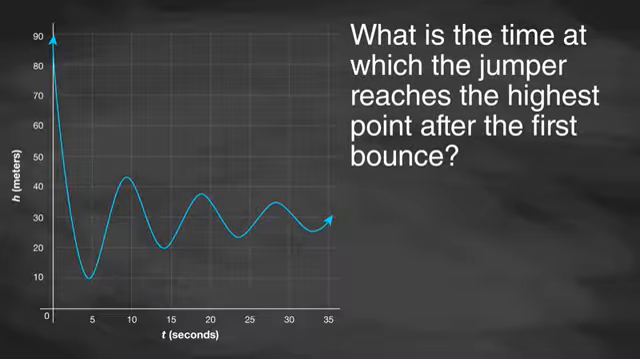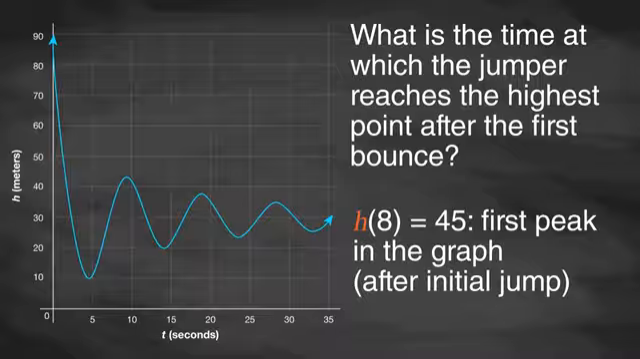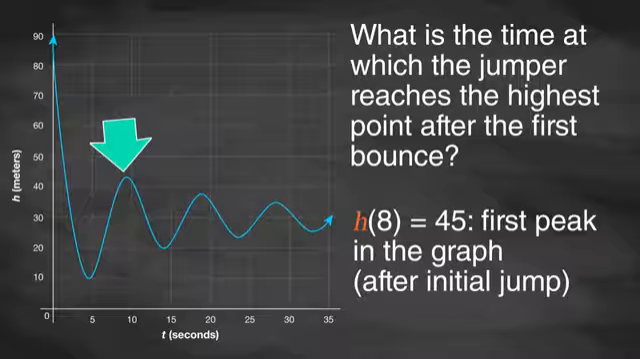What is the time at which the jumper reaches the highest point after the first bounce? When t is about 8, the jumper reaches the highest point after the first bounce. This is the first peak in the graph, after the initial jump.